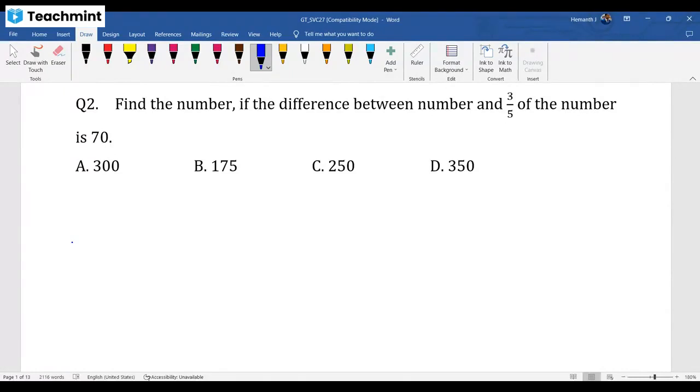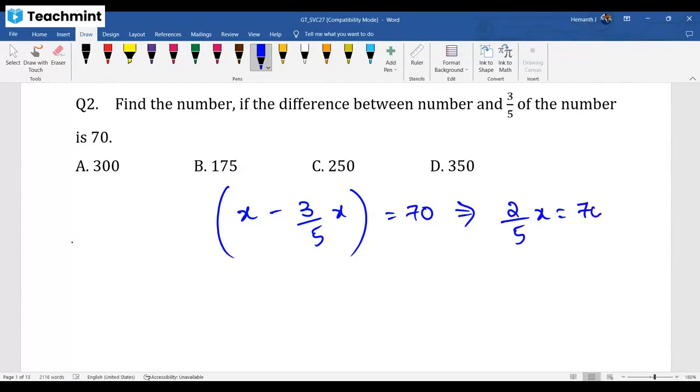Let's say the number is x. The difference between x and 3 by 5th of x is nothing but 70. In the sense, 2 by 5th of x is 70. And you can clearly get x is 35 into 5, which is 175. So 175 is the answer.